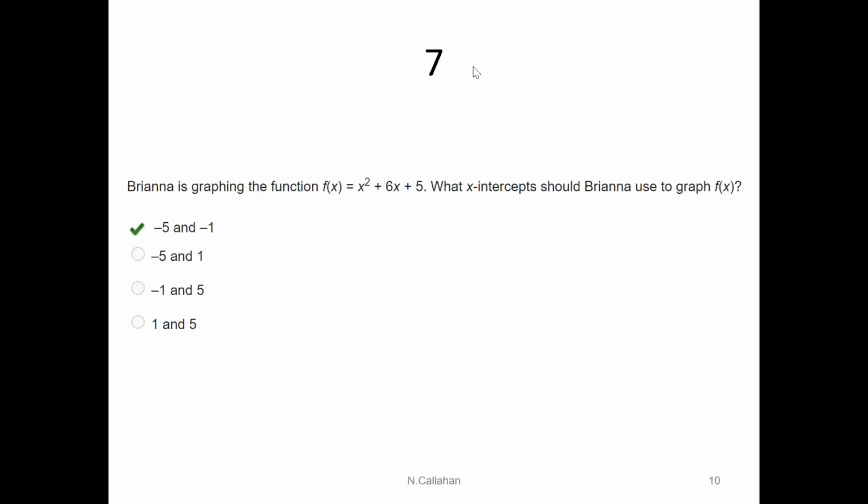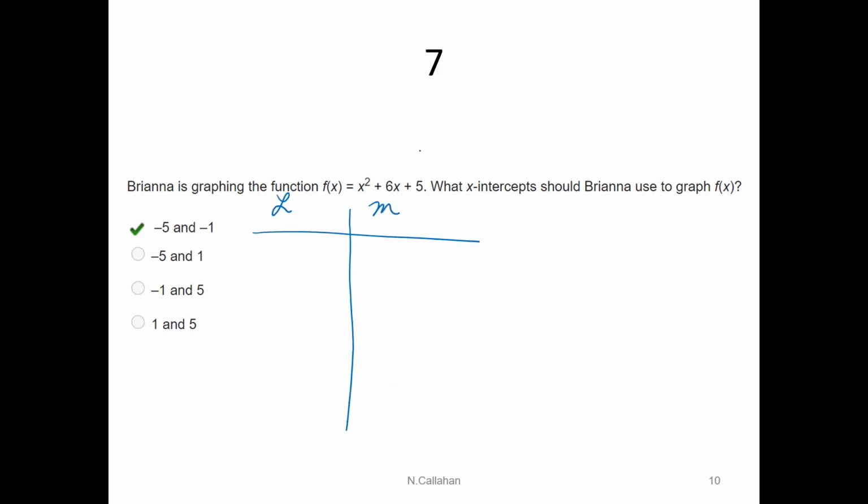All right, let's go on to number 7. Okay, so Brianna is graphing this function. What are the x-intercepts and what should Brianna use to do that? Okay, so let's go and take a look at this. Create your table again.